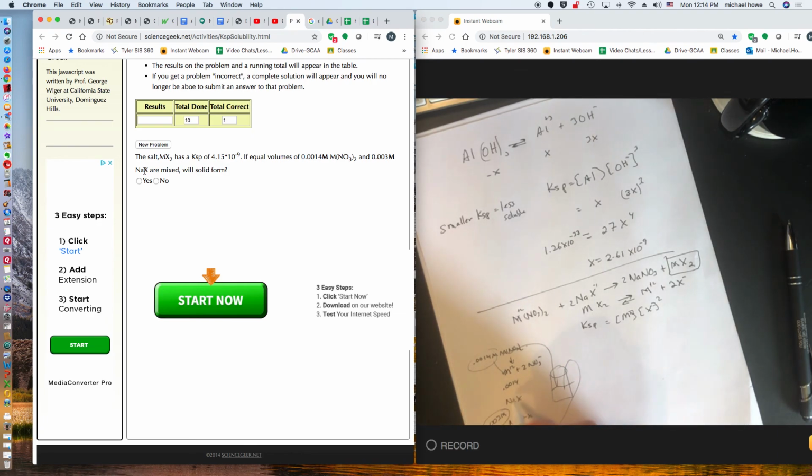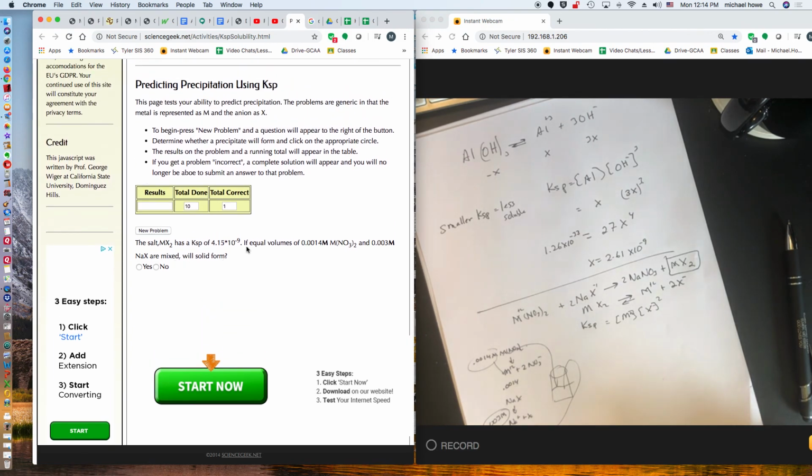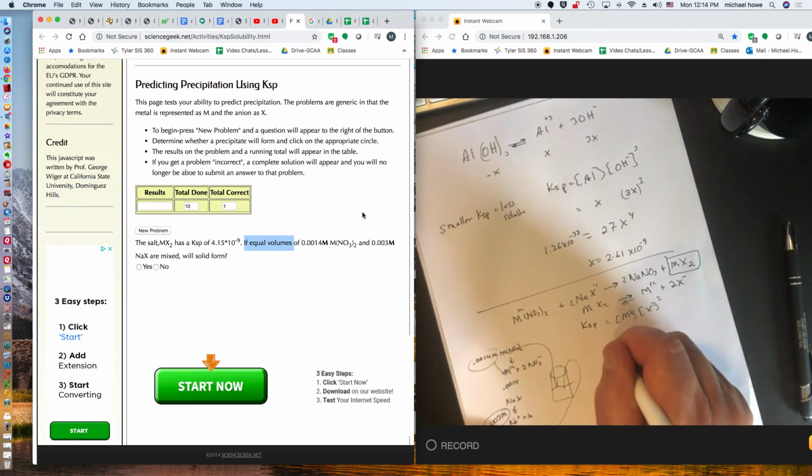So 0.0014, 0.003. However, in this problem it says equal volumes are added. Equal volumes, see right there. So that means that when you put them together, since the volume is going to double, the concentration will cut in half. Once again, the volume doubles, so the concentration will cut in half if you add them together. So instead of using 0.0014 in our equilibrium expression over here, or KSP, we're going to use 0.0007.